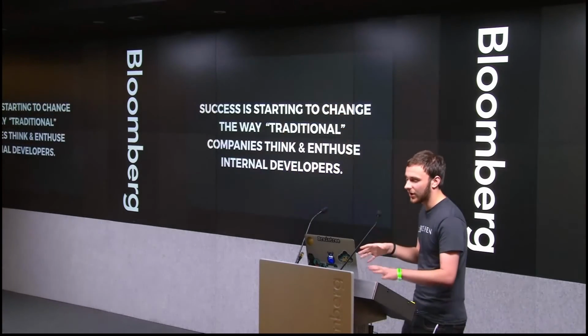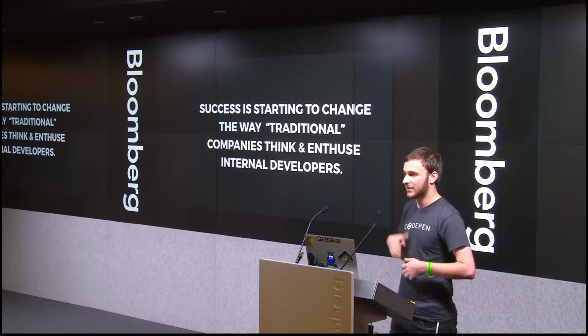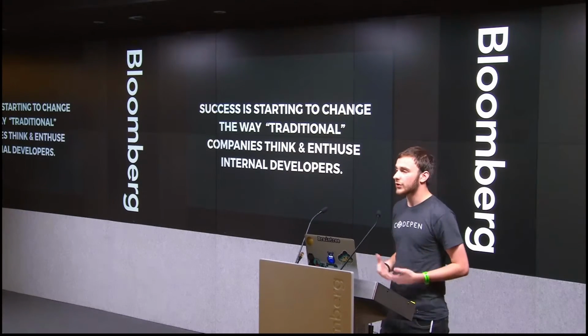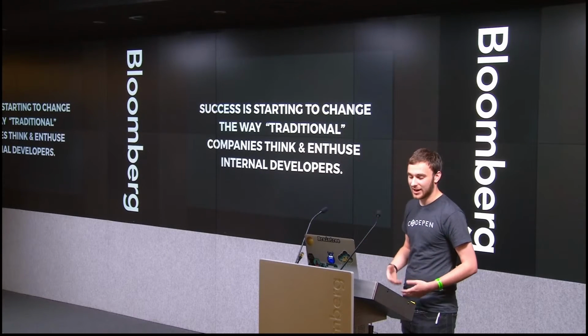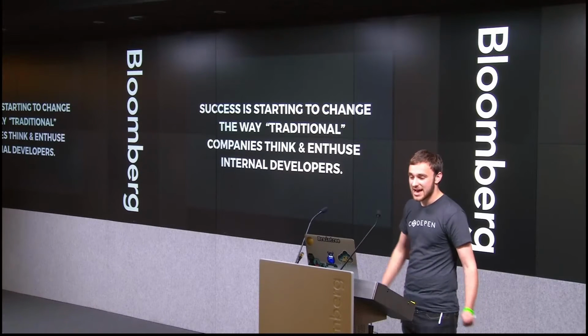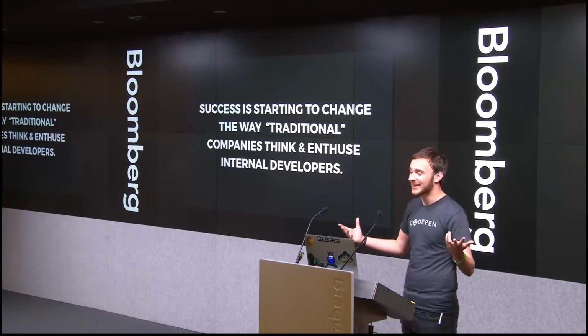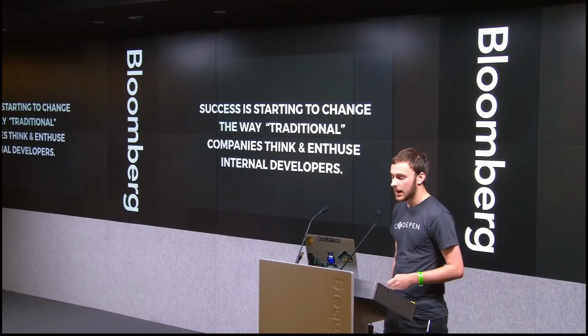I think success at this kind is starting to change the way traditional companies work and getting them to think in a quicker way. Also to enthuse internal developers. A load of developers in large companies actually are maintaining large projects or building large projects, and I imagine that can get quite boring. So also to enthuse internal developers with new ideas that can come their way.